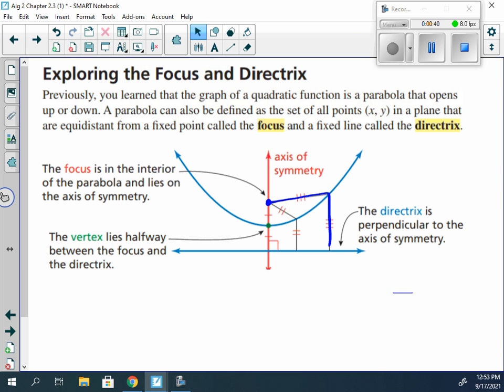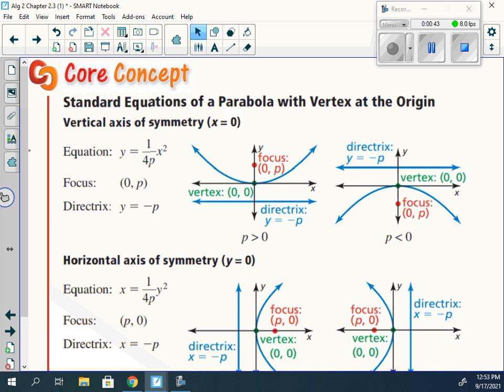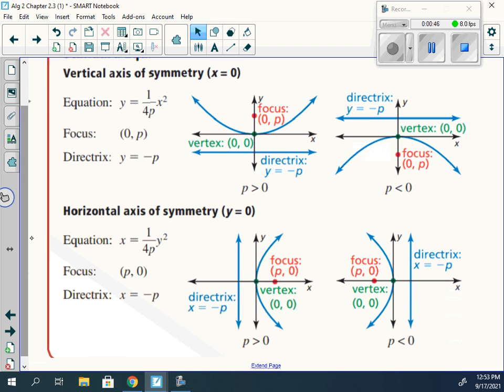Now, we're not going to focus too much on actually how we can go about finding the equation from that information, but we do have two general equations for these parabolas. The first one is y equals 1 over 4p times x squared, where the focus is 0, comma p. The directrix is going to be y equals negative p, and the axis of symmetry is x is equal to 0.